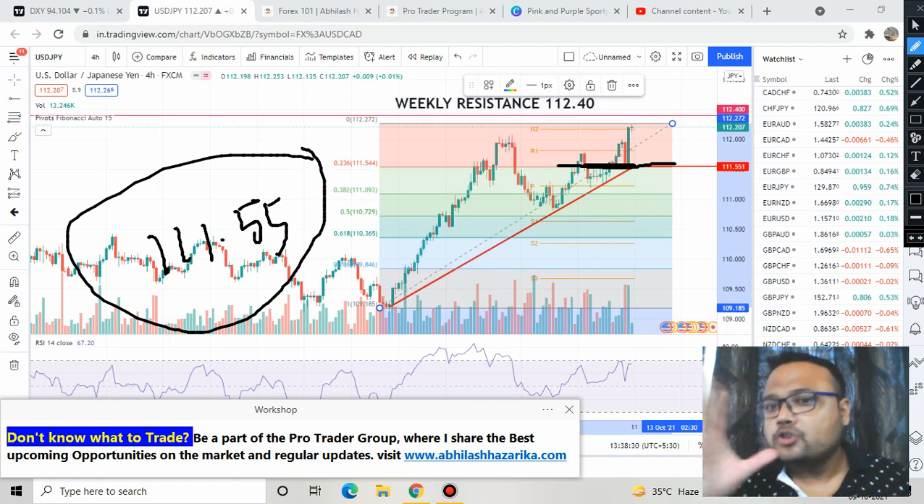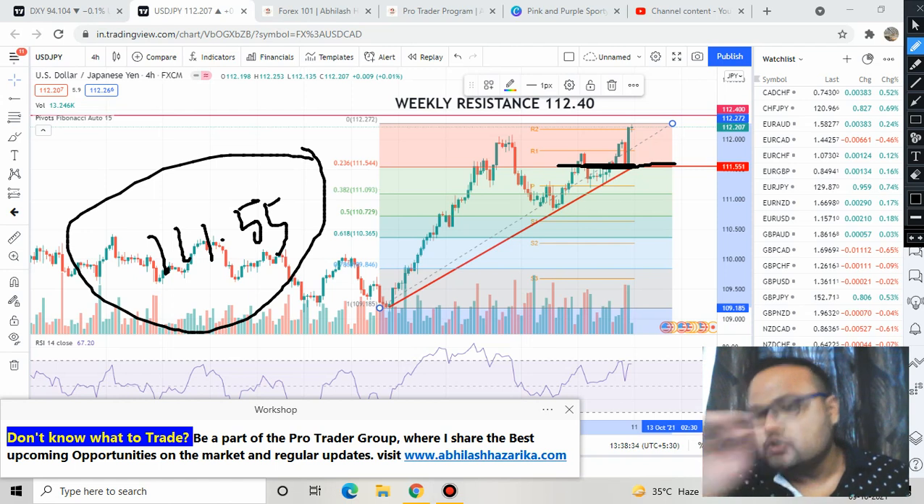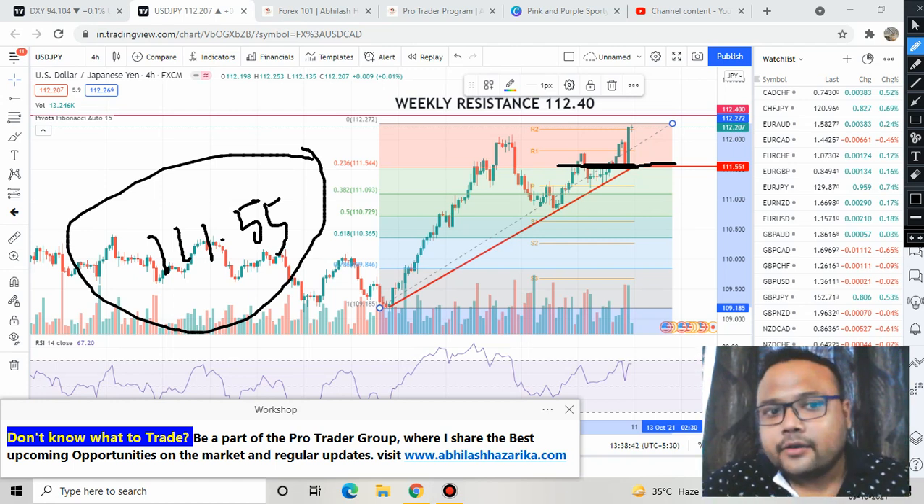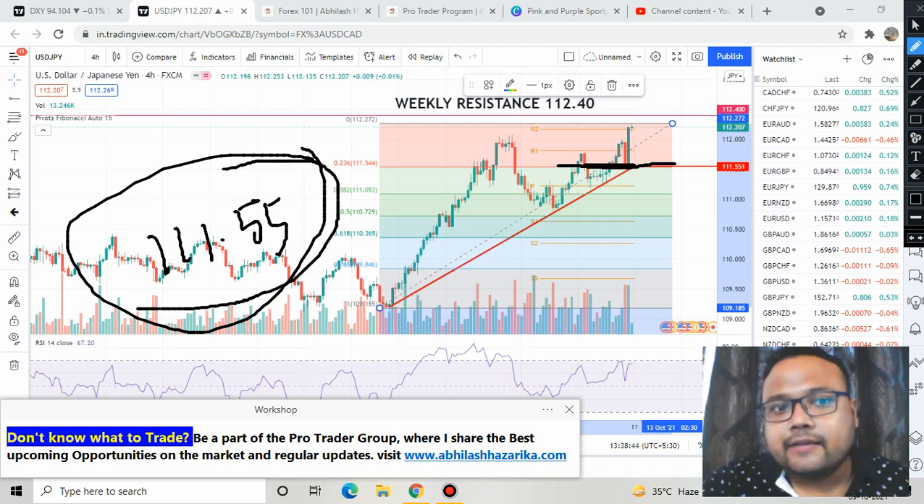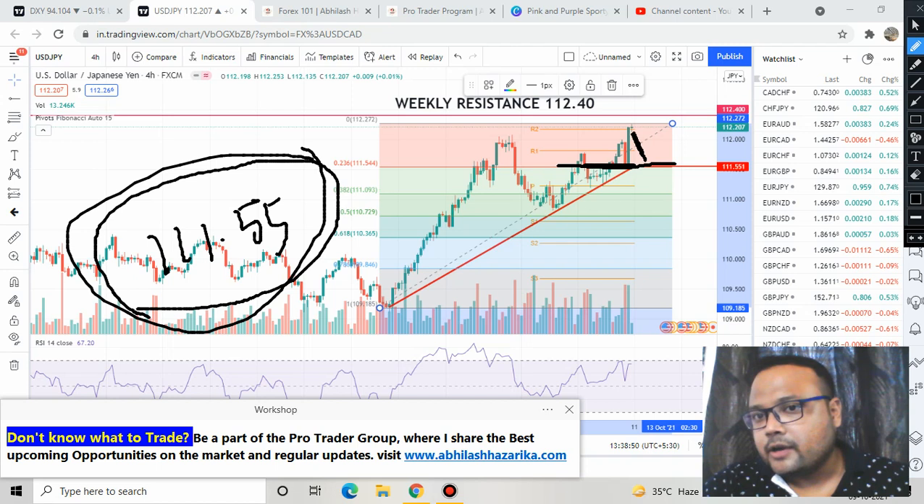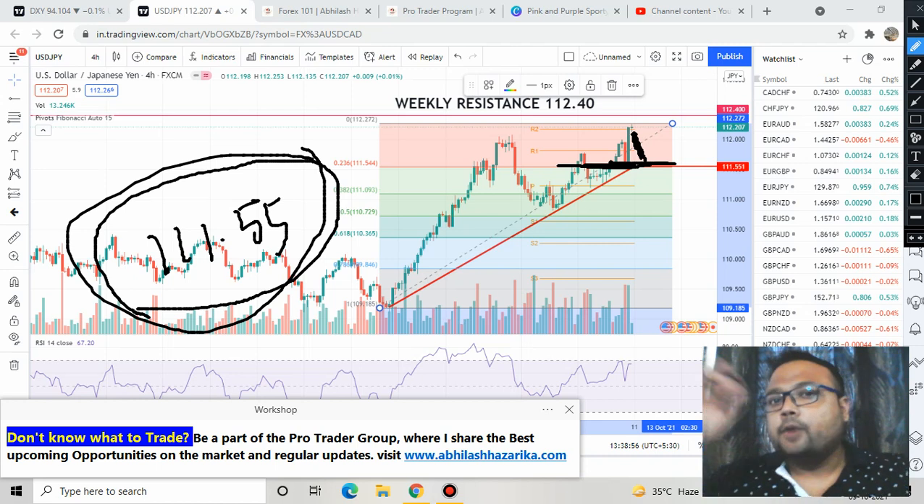So what should be the strategy then? On Monday, let the market open. If the market comes down on Monday, then wait for the market to come and hit the level of 111.55. Yes, my dear friend, you'll have to wait for the market to come down and hit this level, because in the middle we do not have any proper support.